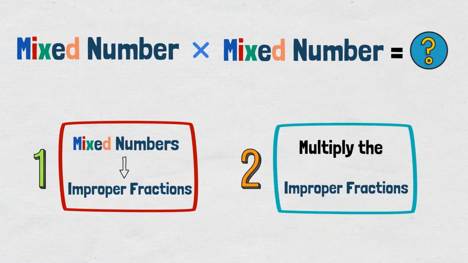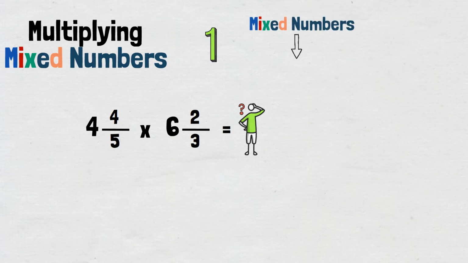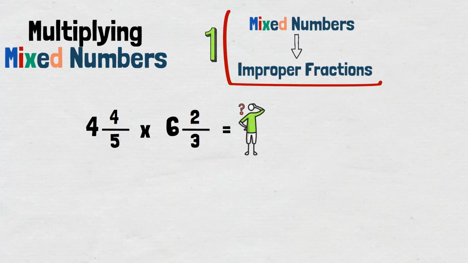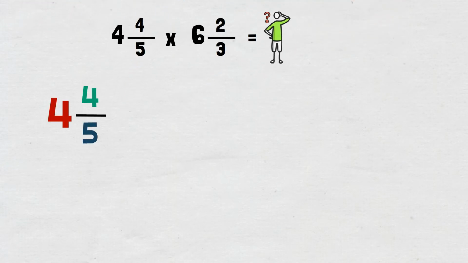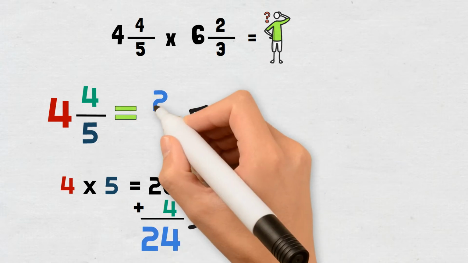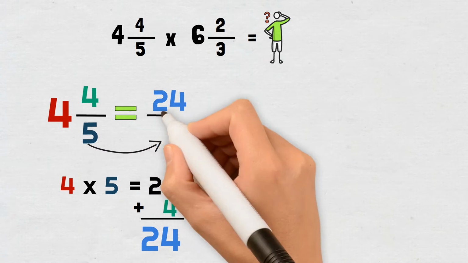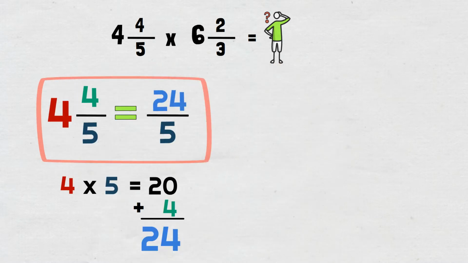Now, let's do some examples together. Our first problem is 4 4/5 multiplied by 6 2/3. For the first number, we will take the whole part 4 and multiply it by the denominator 5. 4 times 5 equals 20. Then, we take the numerator and add it to this product. 4 plus 20 equals 24. Now, we use this sum as the new numerator over the original denominator of the mixed number. 24 over 5 is the improper fraction form of the mixed number 4 4/5.